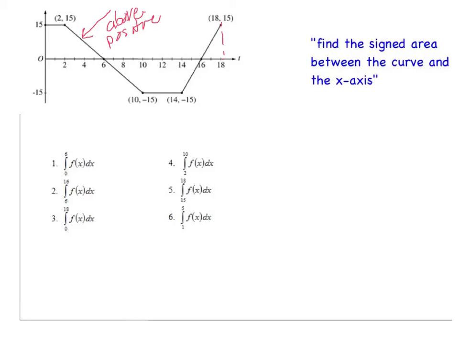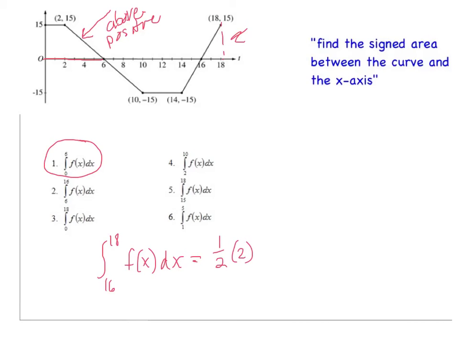But what I want you to get is the idea of being able to find, for instance, this one. This area right here from 0 to 6 is number 1. This piece right here from 16 to 18 is not written on here. So say, for instance, I wanted to find the area from 16 to 18. You could find that pretty easily because it's just 1/2, the base is 2, and the height of this is 15, right? So this is just equal to 15.